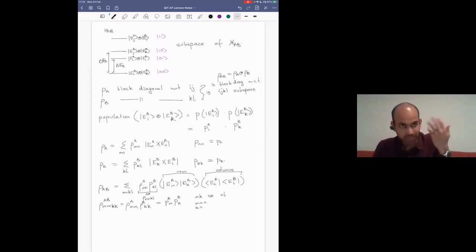So just by the properties of the outer product of two matrices, the tensor product of two matrices, the diagonal elements of the tensor product are the pairwise products of the diagonal elements of the original ones. Does this answer the question? I hope so.